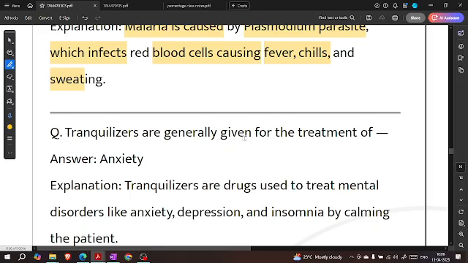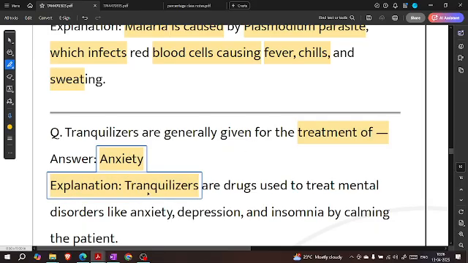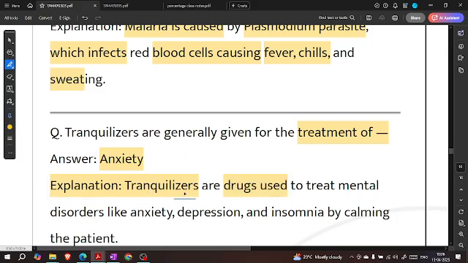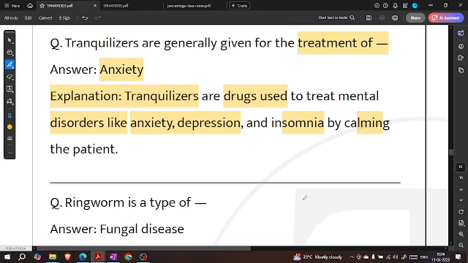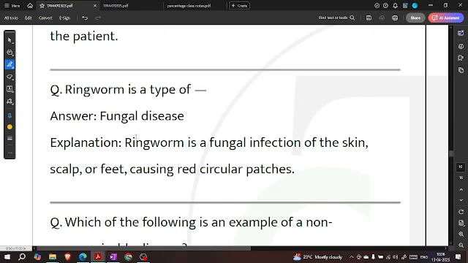Tranquilizers are generally given for the treatment of anxiety. Tranquilizers are drugs used to treat mental disorders like anxiety, depression, and insomnia by calming the patient.